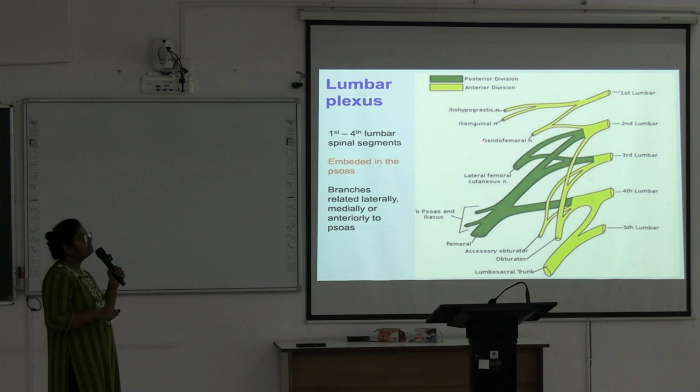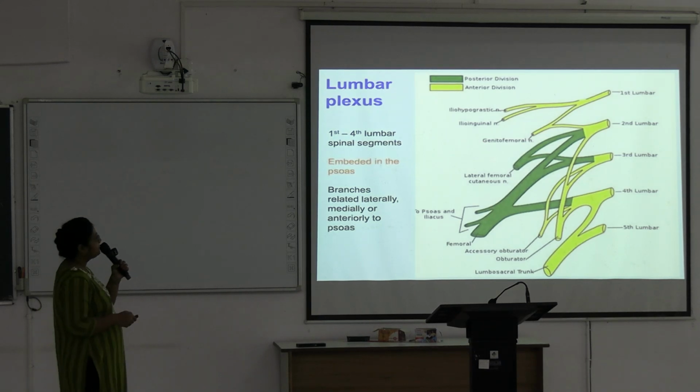Iliohypogastric and ilioinguinal, root value is L1. Genitofemoral, root value is L1 and L2. And lateral femoral cutaneous nerve, root value is L2, L3. And this is femoral nerve, root value is L2, L3, L4. Okay. And there will be obturator nerve, here also L2, L3, L4, and sometimes present is accessory obturator nerve, here root value is L3 and L4.